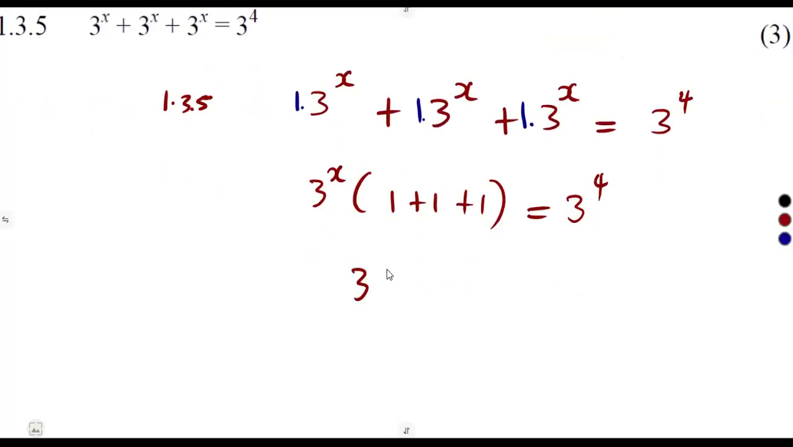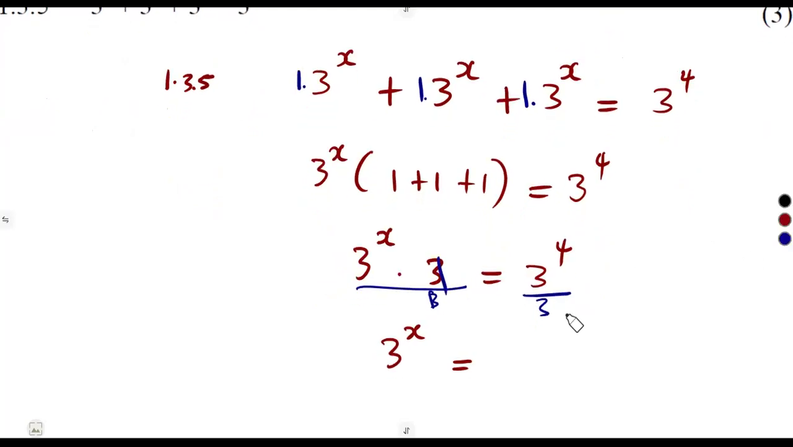So what is this part, guys? 3 to the exponent of x times this here, 1 plus 1 plus 1, is 3. This is equal to 3 to the exponent of 4. So meaning to say 3 to the exponent of x is equal to what? We are going to divide by 3, because this is a product. Using our laws of exponents here, it's a division with the same bases, so you subtract the exponents: 4 minus 1. 3 to the exponent of 4 minus 1 is 3 to the exponent of 3. Or just divide, you get 27. 27 is the same as 3 to the exponent of 3.